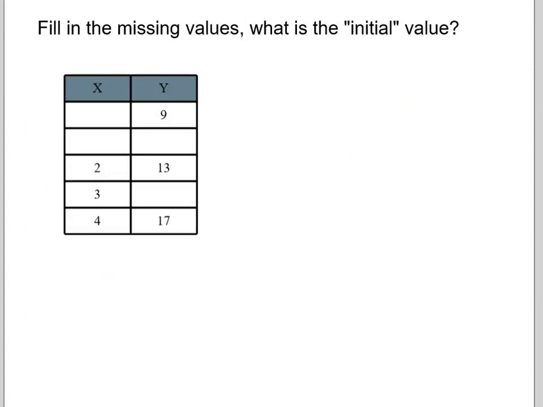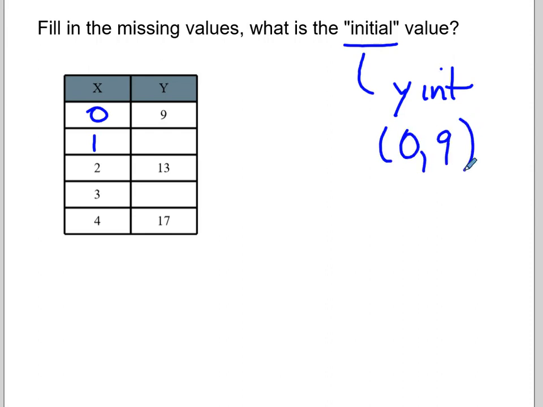Fill in the missing values. What is the initial value? So when we look at this table here, we have to fill in some missing things. So it looks like there's a pattern in the x column that this would be 1 and this would be a 0, which makes sense. We need to know what that word initial is. Okay, so that initial means y-intercept. So right away that piece we can actually grab pretty quickly. So that's 0, 9. And now we just have to figure out how these move in the y column.